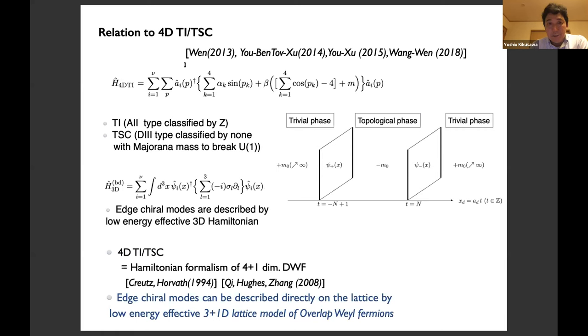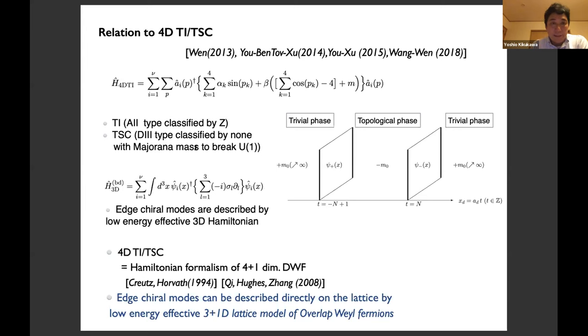And this model was used by Professor Weyl and Juben and Professor Weyl in their discussion about the construction of SO10 chiral gauge theory in this approach. Okay. And this topological insulator of free fermion is classified. If we consider the TI case, I think it is classified by A2 and classified by integer. Okay. And if we include the Majorana mass to break U1, this fermion is type 3 and classified by null. Okay. So only trivial phase.